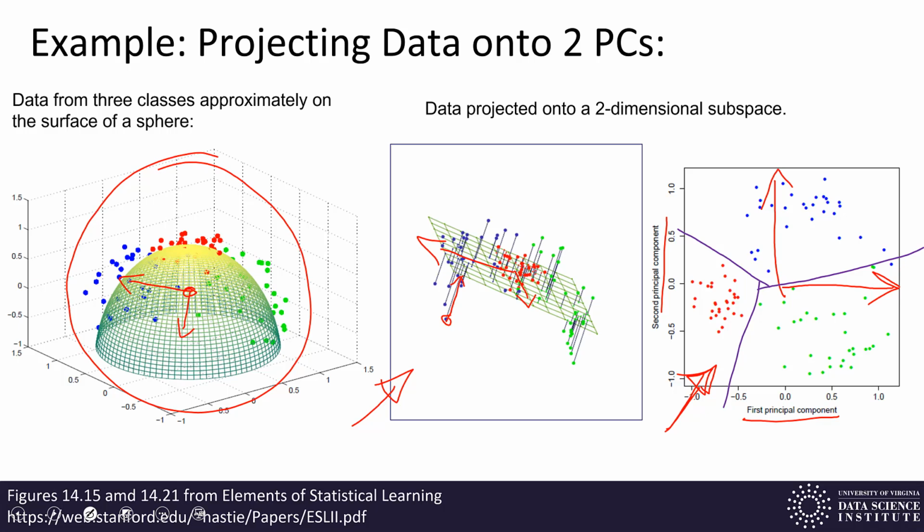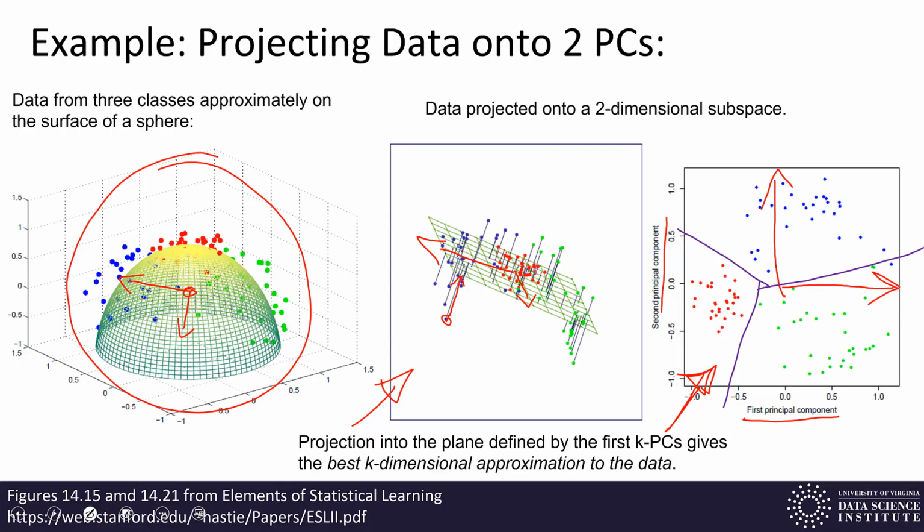If we went from 100 dimensions down to 2, you're taking something where it's really hard to see what's going on through scatter plots in 100 dimensions and making it possible to visualize things in 2 dimensions. Another really nice property of principal components: projecting into the plane defined by the first k PCs gives the best k-dimensional approximation to the data.